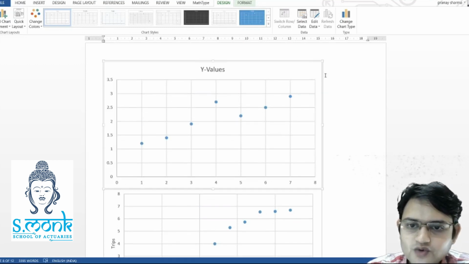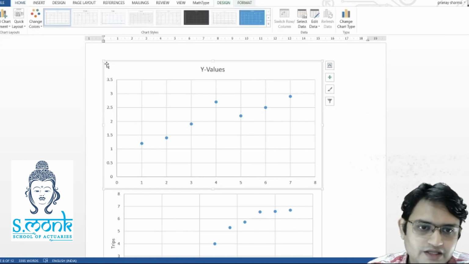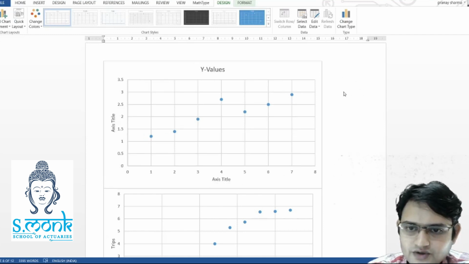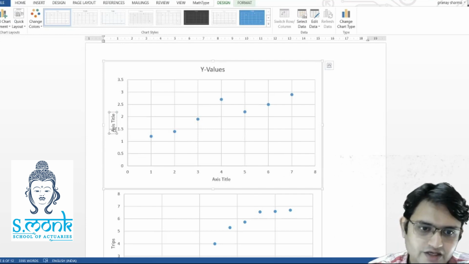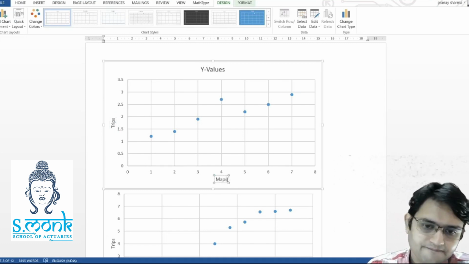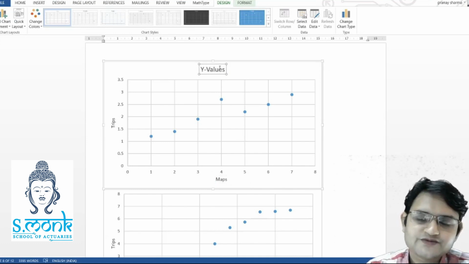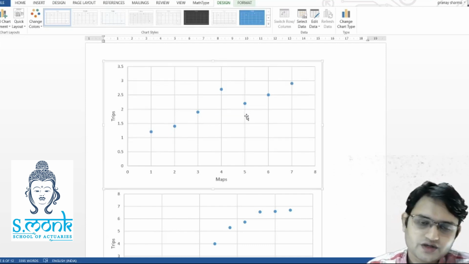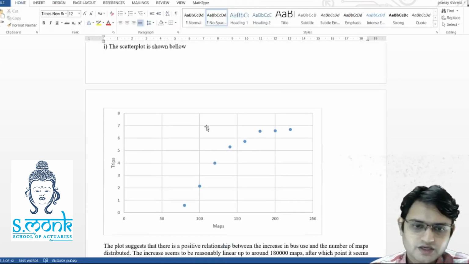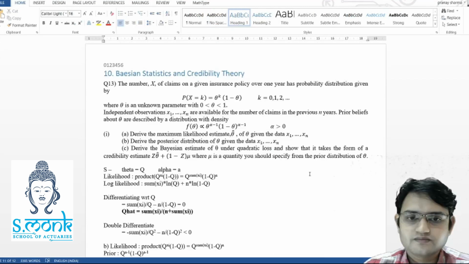Now how would we do that? You just click anywhere, let's say in this corner of the scatter plot diagram, and then press this plus sign. In this plus sign, you have different options. Axis title. So we want this axis title. As soon as we press this, you will have axis title here. You will write whatever your title is. So let's say this was trips, this was maps. You can write the main title here, trips versus maps or whatever, but I prefer to just remove it. So I'll just delete it, and this is the scatter plot diagram from this data. This is how we would solve our CS1 A paper in Word.